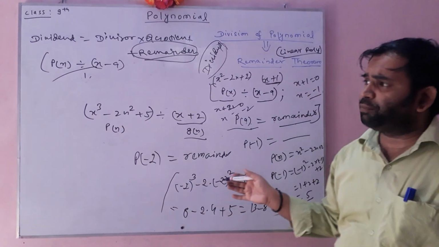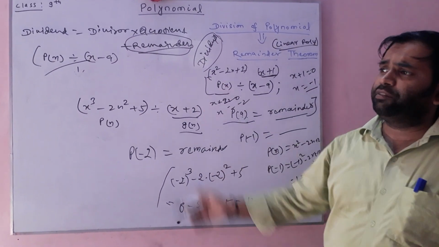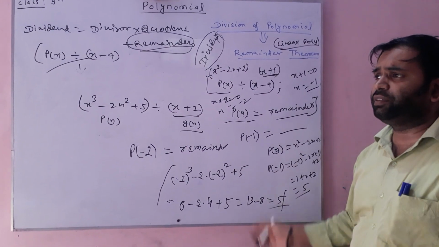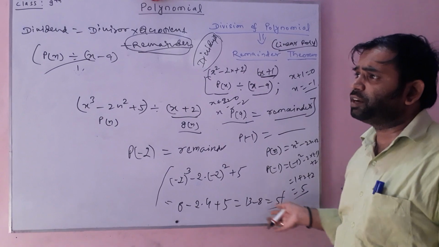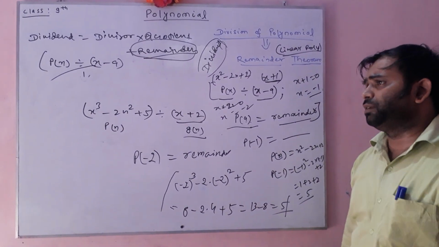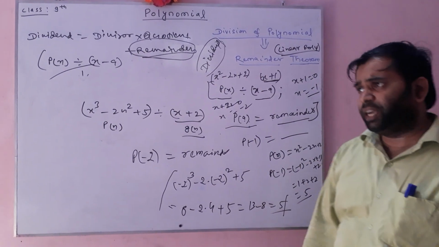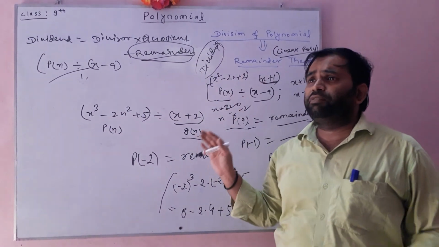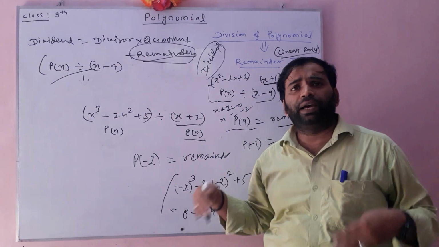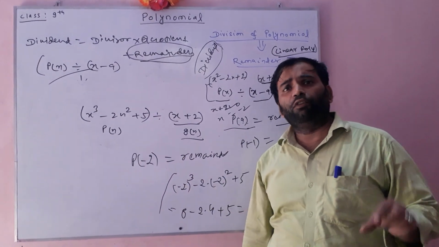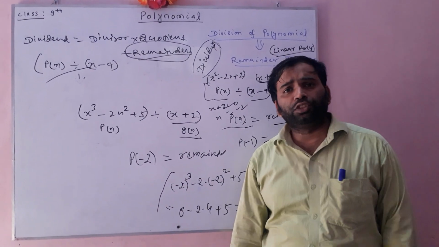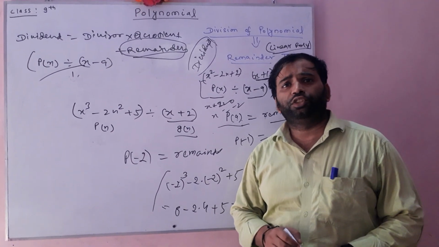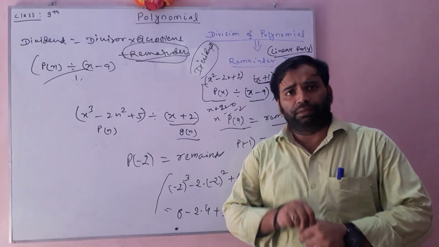If we want to verify this result, we can go to the long division method and we will get the same remainder as we get by the remainder theorem. So this is the concept of the remainder theorem. Once again I am repeating: whenever we divide a polynomial in x by x minus a, the polynomial in a is equal to our remainder. That's it. In the next video I will teach you what the factor theorem is. Thank you.